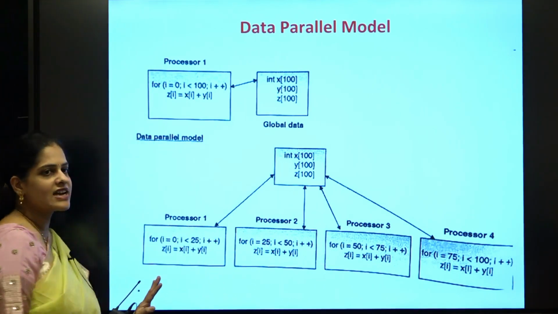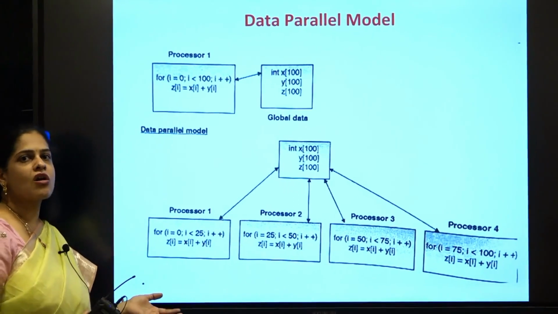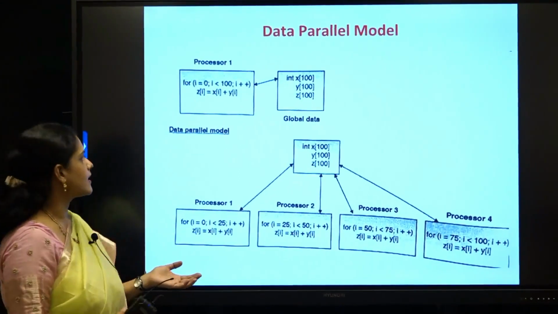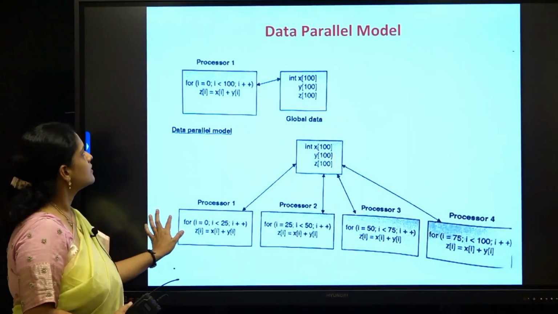We call it a data parallel model, which, according to Flynn's taxonomy, we call single instruction multiple data. So, this is about the different types of parallel programming models.